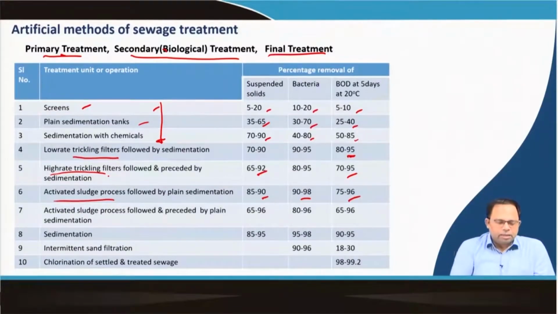So, in this way we can see the different processes. I think this sedimentation is not the plain sedimentation; this is the final sedimentation after all the treatment, and intermittent sand filtration is another form of biological treatment, where the bacteria and the BOD are removed. Finally, chlorination is targeted towards removal of bacteria or pathogens, so we can see that 99.2% of BOD is removed, and there is no bacteria at all in the sewage after the addition of chlorine.